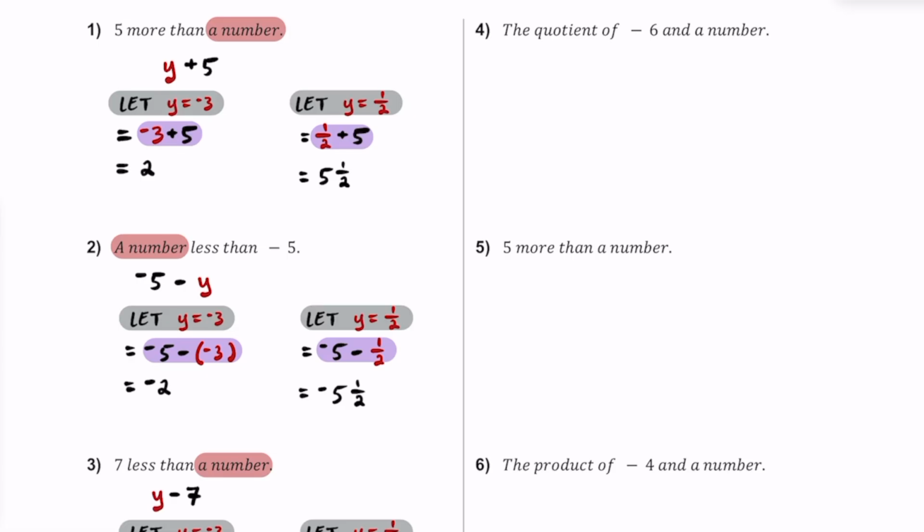Let's see, for number 4, we're going to find the quotient of -6 and a number.